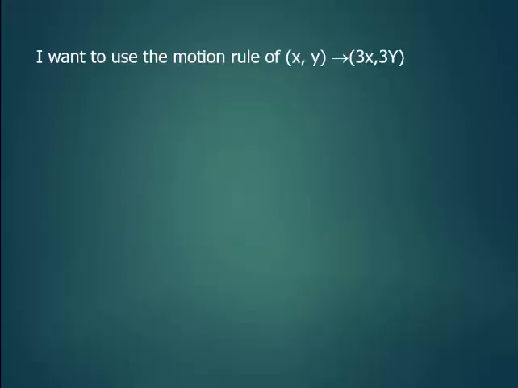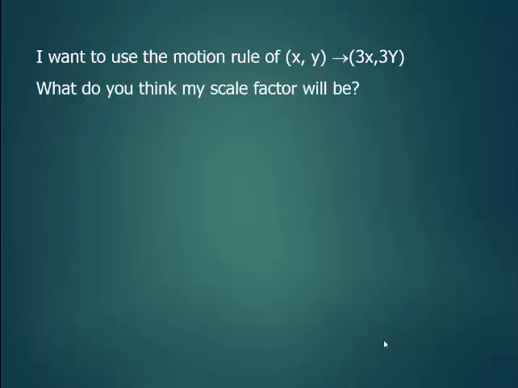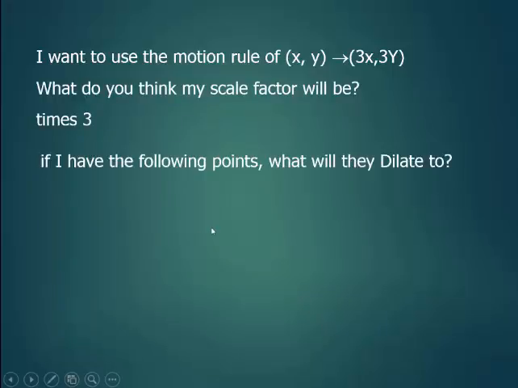So if I want to use the motion rule, (x, y) becomes (3x, 3y), this is telling me that whatever x is, I multiply by 3, and whatever y is, I multiply by 3. So my scale factor would be times 3. If I had the following points, what would they dilate to? What would (2, 1) become? What would (3, 1) become? And what would (1, 3) become?